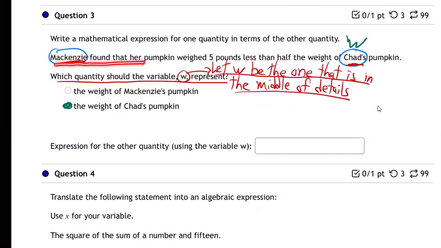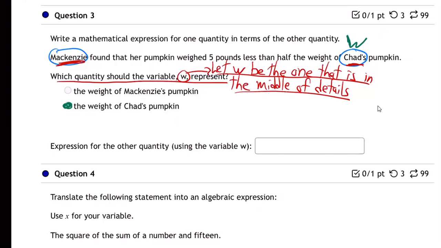Mackenzie found, so there are no details around Mackenzie, but 5 pounds less than half the weight of Chad. Chad is in the middle of all those details. So we want to let Chad's weight be W. That'll make writing the equation much easier to do. I'm using bad English. I'm a math teacher here. Technically, you could let W be Mackenzie, but it's going to be way harder that way. It's a lot easier to let the variable be the one in the middle of all the details.